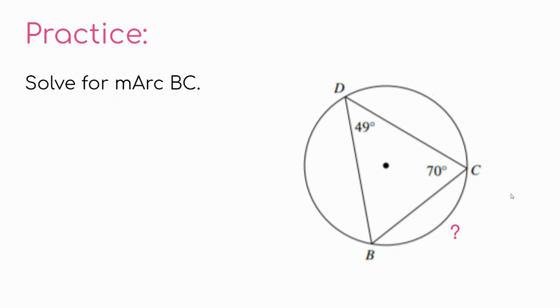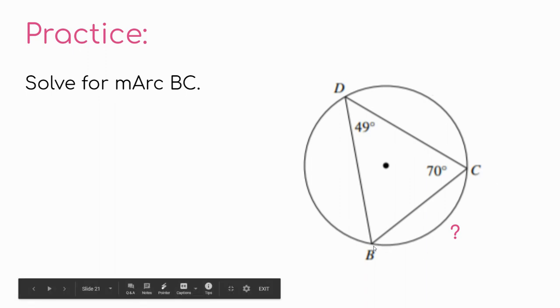One thing you're going to see with inscribed angles a lot are triangles. So there are some big takeaways you've got to remember about triangles. The angles in a triangle add up to 180, but they're also going to form inscribed angles. So I want you to take a second, try to solve for arc BC.